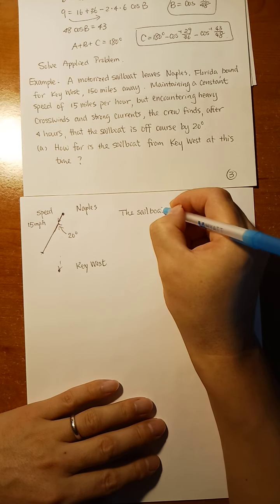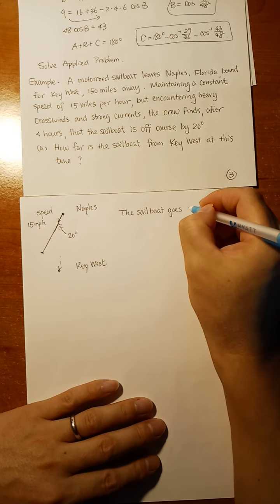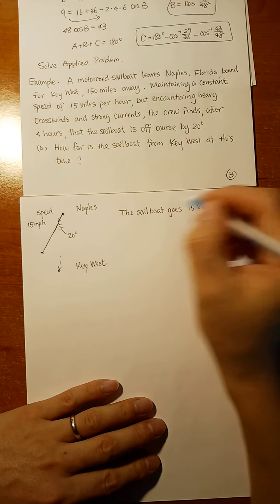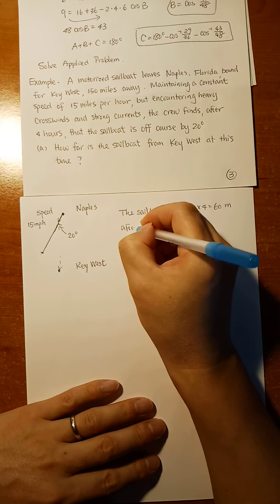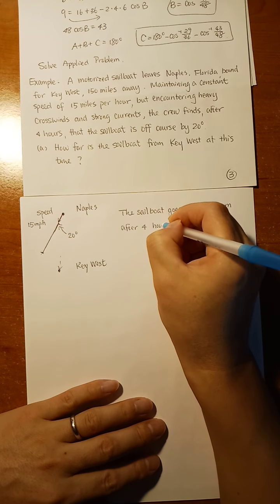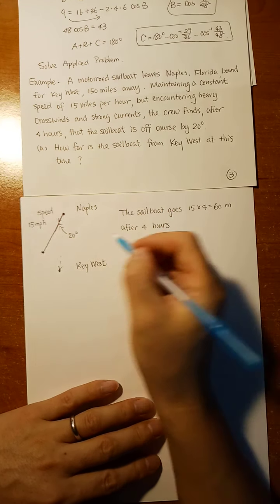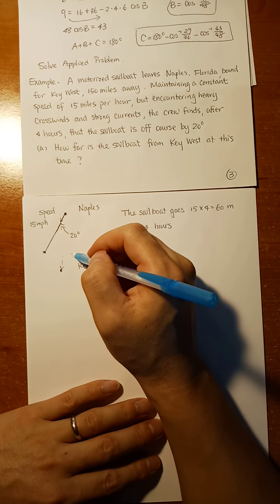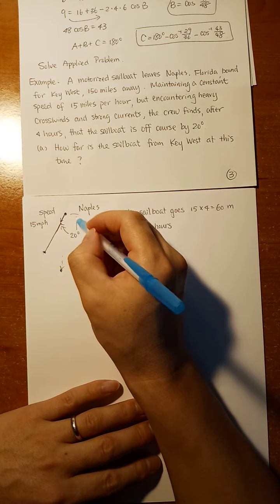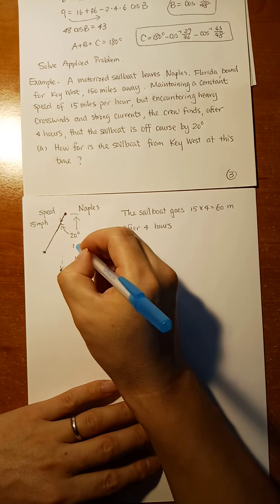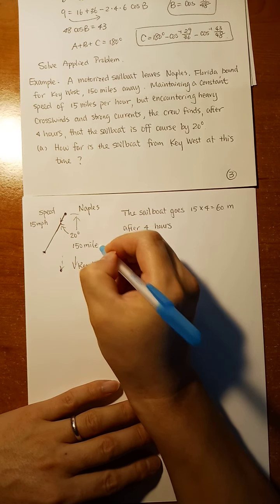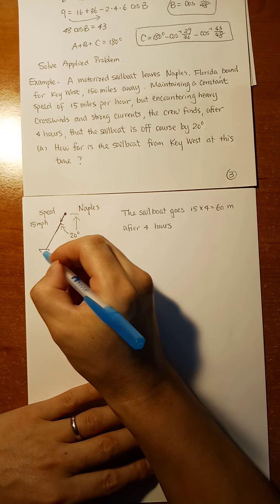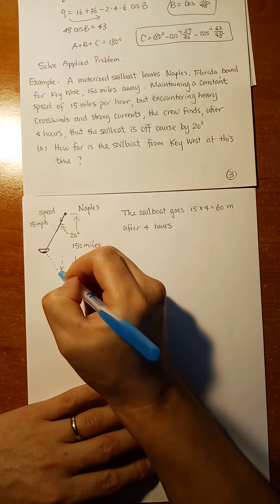The sailboat goes 15 times 4, 60 miles after 4 hours, right? So it is here. And we know that between Naples and Key West, it's 150 miles. So the question is to ask, at this moment, after 4 hours, what's the distance between the boat and Key West?